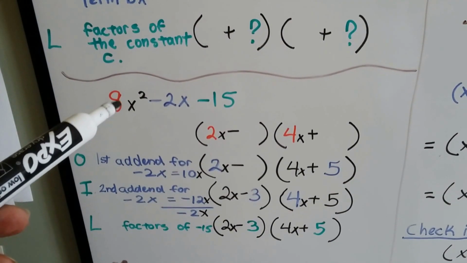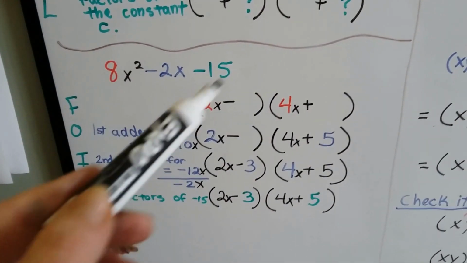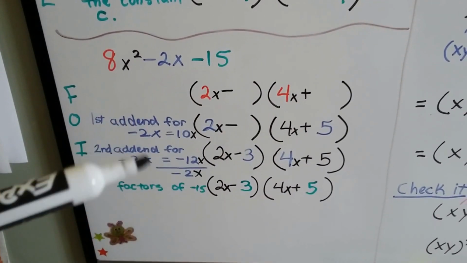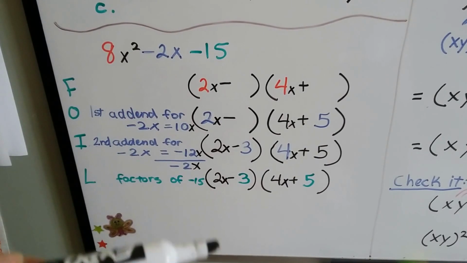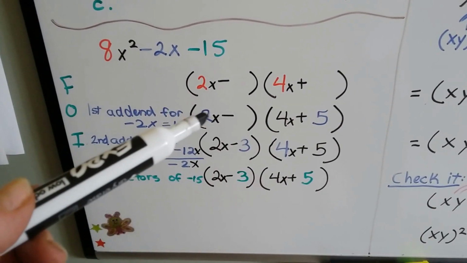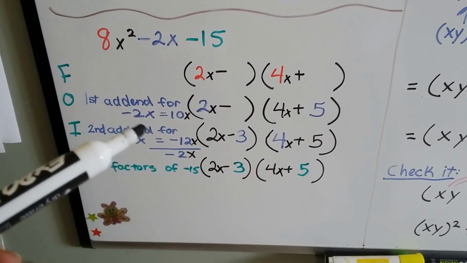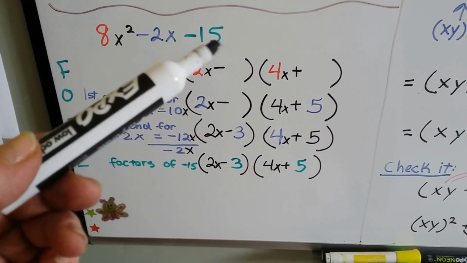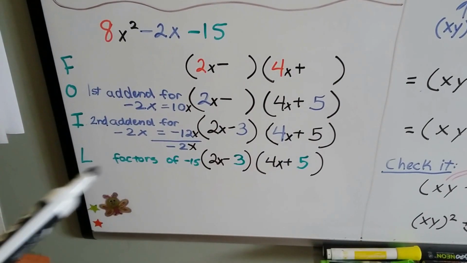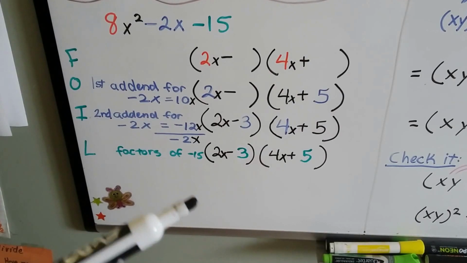So for the 8x², we could do a 2x and a 4x. When we multiply them together, we get that 8x². Now for the outer one and the inner one, they've got to equal a negative 2x. Well, we already know there's a 2x here and a 4x here because we've already filled that in. So the factors for a negative 15 are a 3 and a 5. We just don't know where the negative or positive sign is going to be. Is it going to be on the 3 or on the 5?